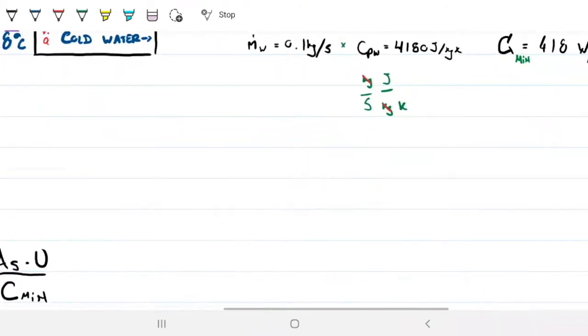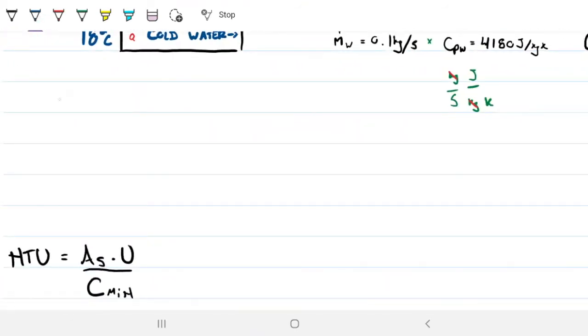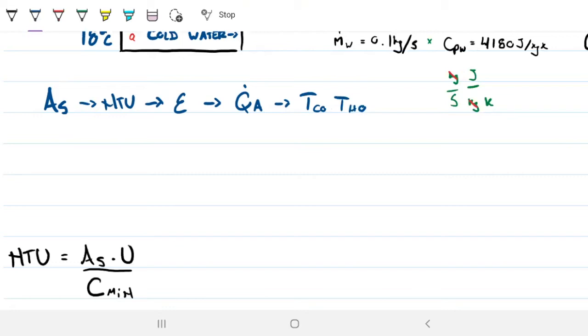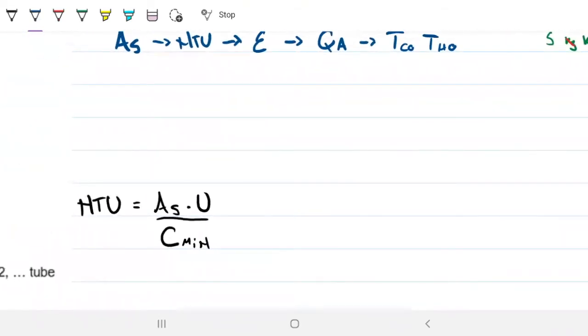So let's lay down a game plan here. I want to find what is my effectiveness, right? Actually, do it by steps. I want to find out what's my surface area because I don't know yet. With that, I can find my NTU. With my NTU, I can find my effectiveness. With my effectiveness, I can find my Q actual. With my Q actual, I can find the cold outlet and the hot outlet. Okay, that's our game plan. Let's start with the surface area.